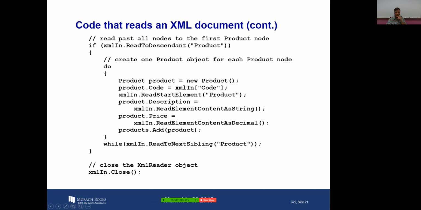And then once we have all that, we've got the code, we've got the description, the price, and we add it to our products list. And while there's a sibling product, in other words, while there's another one, we keep on looping here. And once we're done, we close the reader.